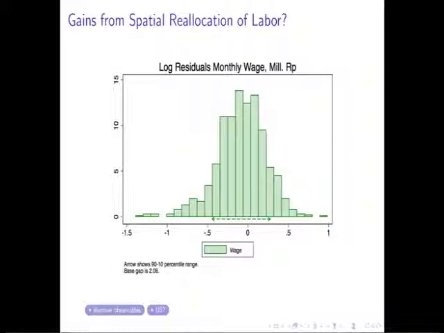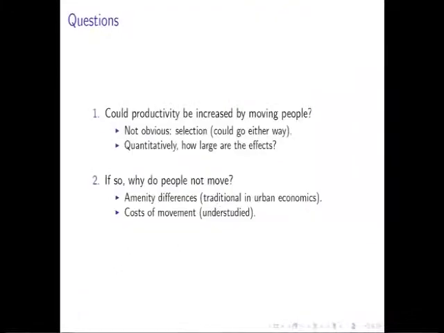Right? There are gains to moving people across space, but we don't know the answer to the general equilibrium question of how many people we can move and how big these effects could be across space. So that's what we're trying to do.